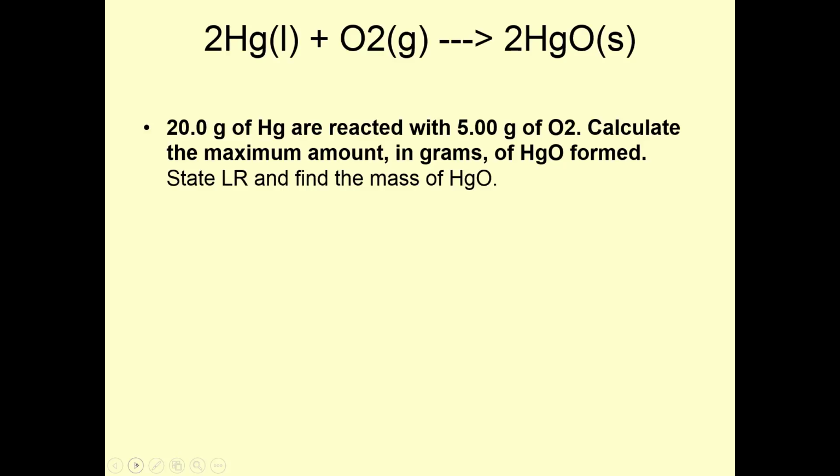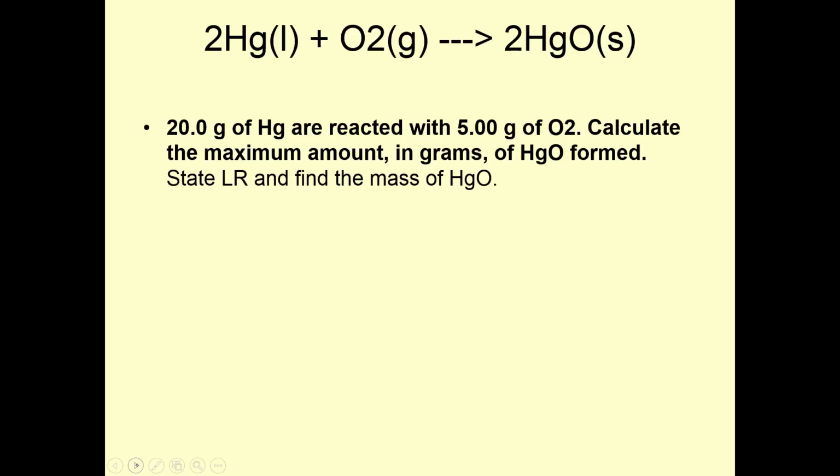So I got 20 grams of mercury. Oh, it figures I picked something I don't know the molar mass of. I reacted with 5 grams of O2. Calculate the maximum amount in grams of HgO formed. So now I have to look up a periodic table.